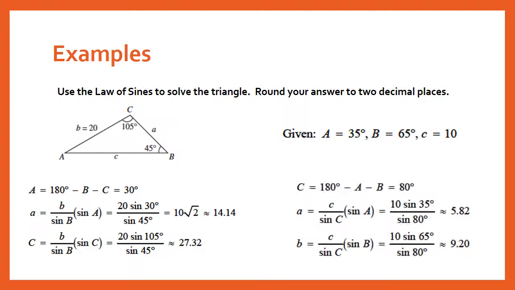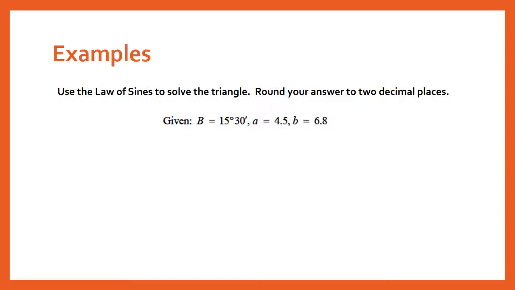For our second triangle, angle C is 80 degrees, and then we do pretty much the same thing we did before to find sides a and b. Okay, now try this one. Use the law of sines to solve it, and round your answer to 2 decimal places. Pause the recording, give it a try, and resume to check your answer.